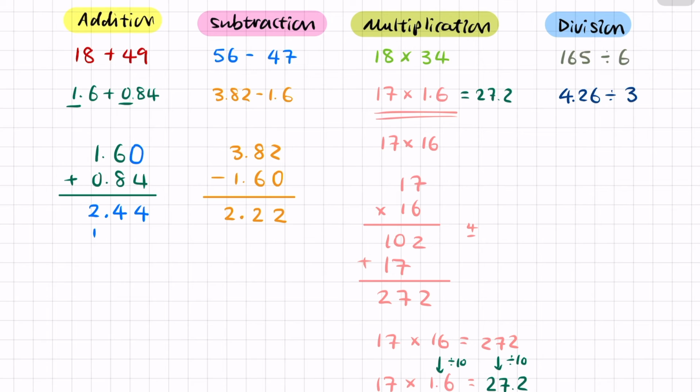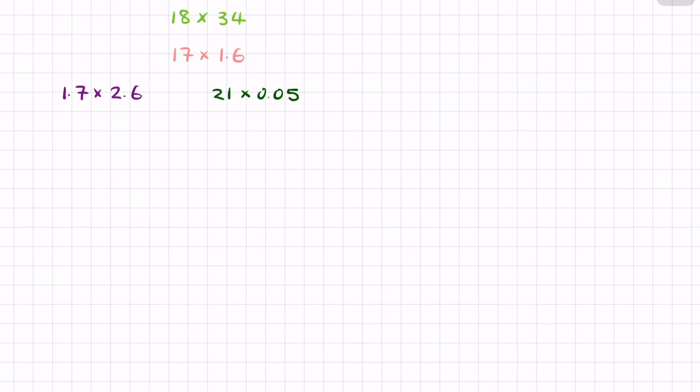When working with decimals, you just need to do one more step. How about these two? 1.7 times 2.6 and 21 times 0.05. Start by working out 17 times 26 and 21 times 5. Think about how your final answer will change. Have a go and see if you can work out the answer. Remember, maths isn't a spectator sport. You can't get better at maths if you are only watching other people doing it.